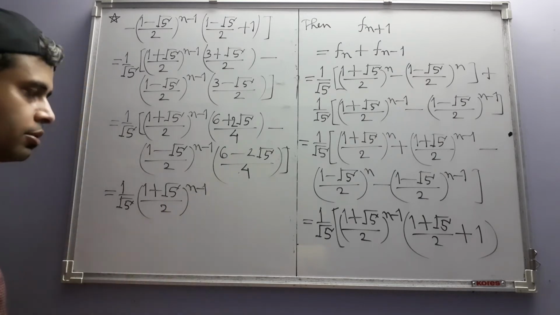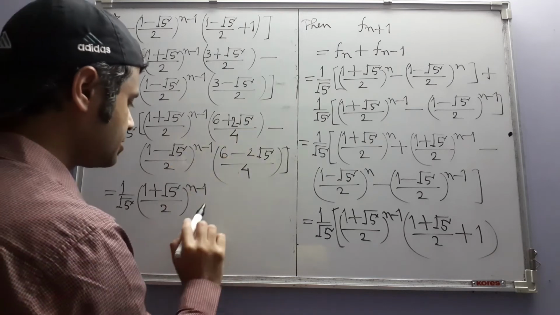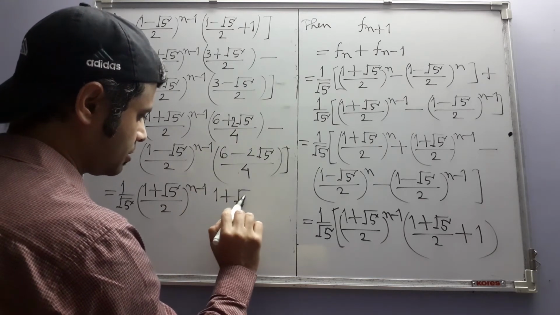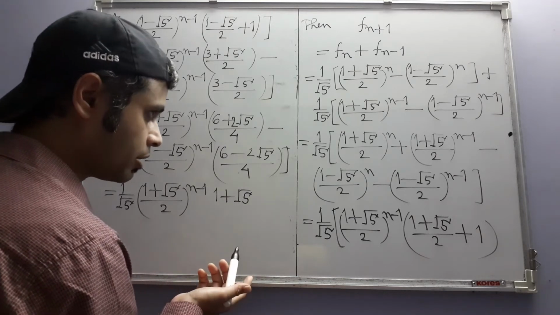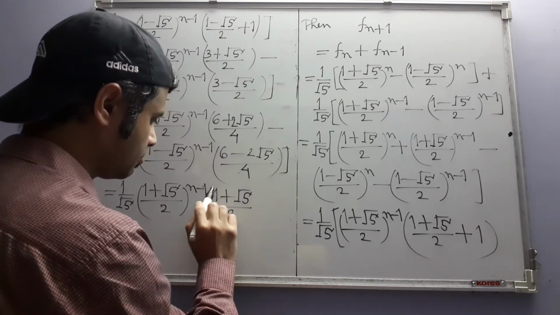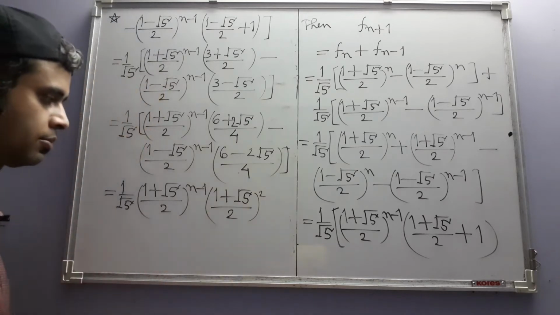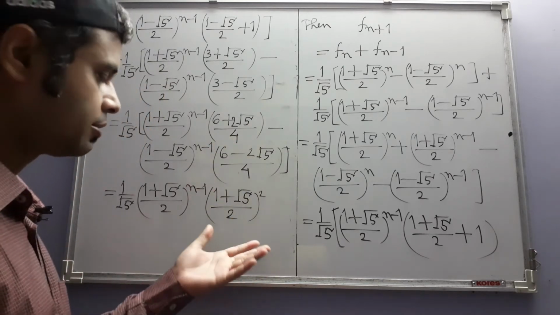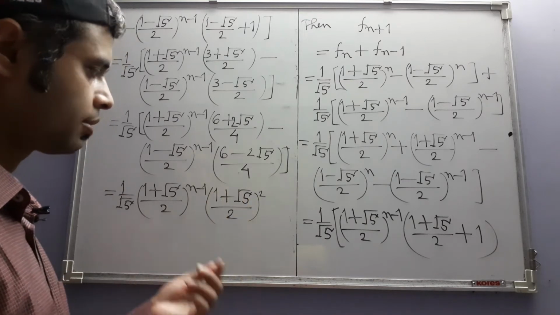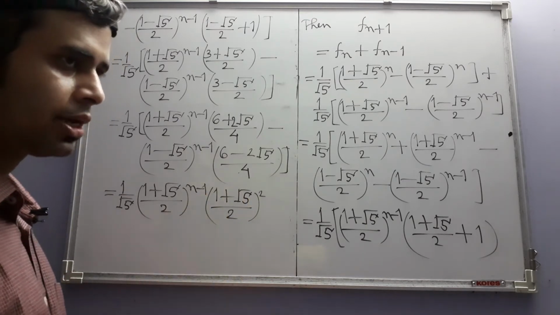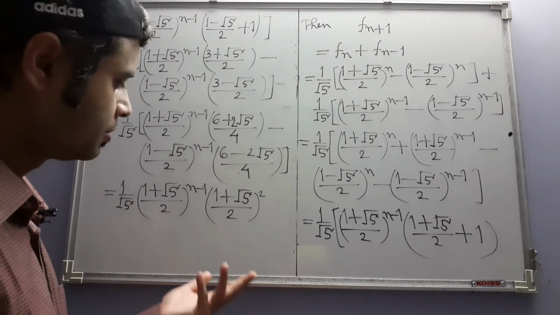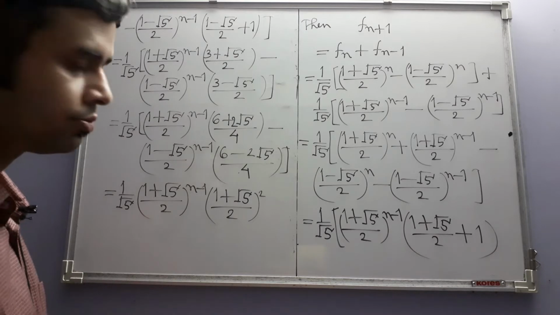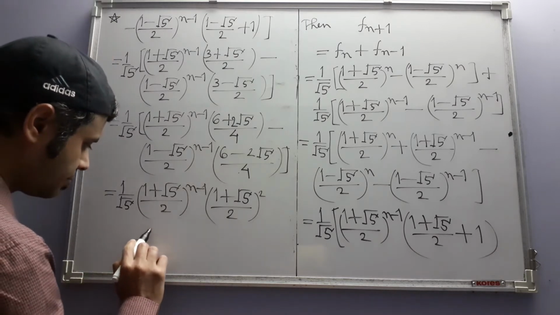Now if you look carefully, this thing is actually 1 plus root 5 whole square. In the denominator we are getting 2 square. In the numerator, if you expand this, what will you get? 1 plus 5 plus 2 root 5. 1 plus 5 is 6. 6 plus 2 root 5. Just like that.